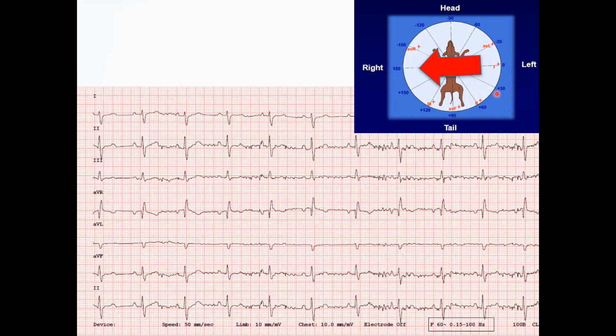The normal mean electrical axis in dogs is typically from about positive 30, potentially positive 40, all the way up to about positive 110 degrees. So this quadrant here is what we expect the mean electrical axis to sit in a normal animal. Anything on this side of the patient up to negative 90 up here is going to be a right axis deviation of the mean electrical axis, or a rightward shift. And then anything to this side of it here up to negative 90 is going to be a leftward shift of the mean electrical axis.